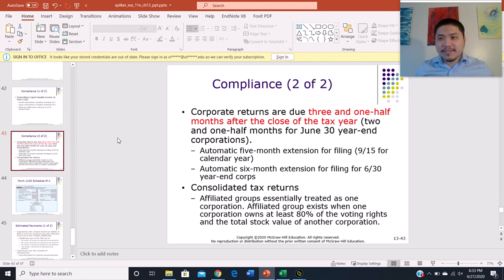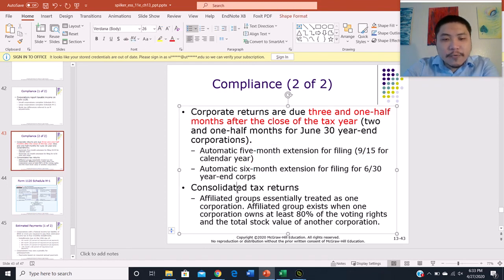And what about the tax return due date for corporations? We probably already mentioned this at the beginning of the semester. For corporations, the returns are due 3.5 months after the close of the tax year. But for June 30th year-end corporations, the due date is only 2.5 months. And then all corporations automatically receive a 5-month extension for filing, and for a June 30th year-end, they can have an automatic 6-month extension.